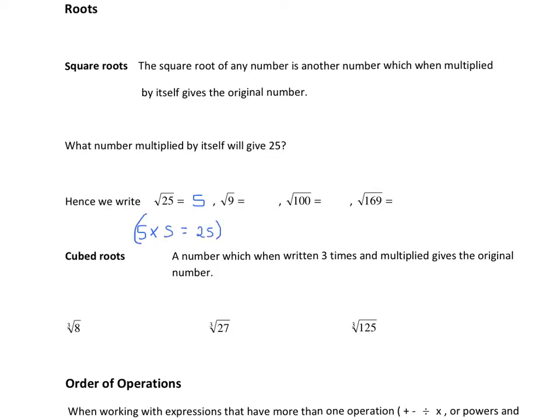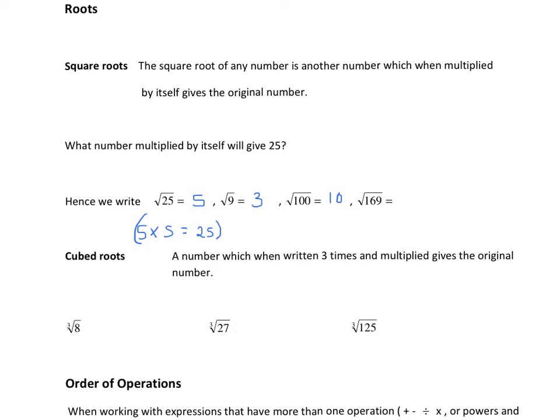The square root of 9. What number multiplied by itself will give you 9? 3. We just did that one. What's the square root of 100? What number multiplied by itself will give 100? The number is 10, because 10 times 10 is 100. What's the square root of 169?